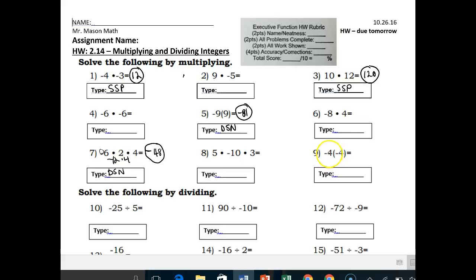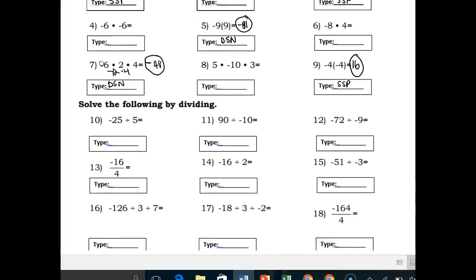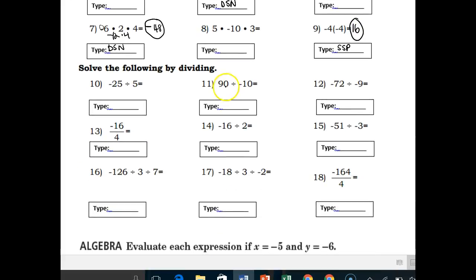Sorry, circle your answers just so I can see them nice and easily tomorrow when you turn it in. Number 9. Same signs here, so SSP for 16, positive 16. It's going to be the same with the division, so we have only one negative, so DSN, different signs negative, gives you negative 9. Number 13, again, this is a division problem. It looks like a fraction. Only one negative, DSN, so negative 4.